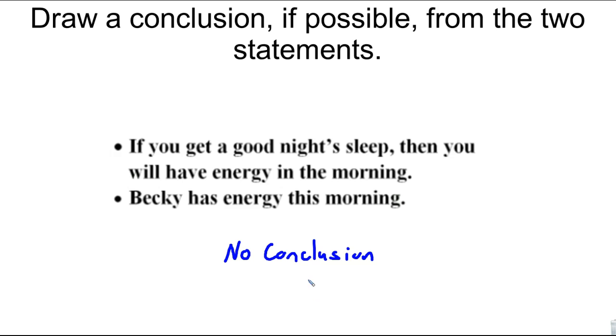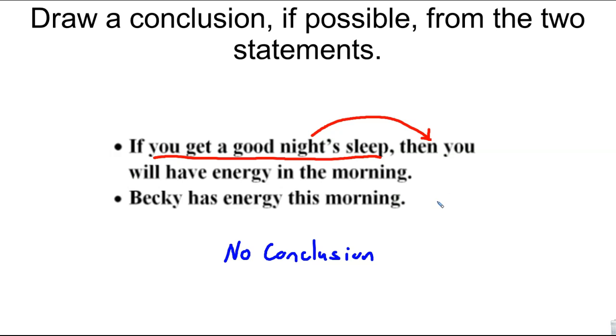Okay, why is that? Well, this Becky has energy in the morning, we could say doesn't satisfy the hypothesis you get a good night's sleep. Okay, now if we said Becky got a good night's sleep, we could make a conclusion. We could move forward in that conditional chain. But I can't move backwards. I can't go from conclusion to hypothesis, only from hypothesis to conclusion.